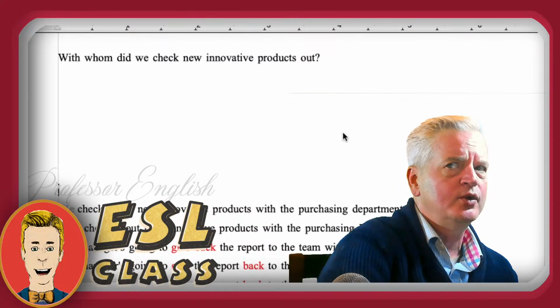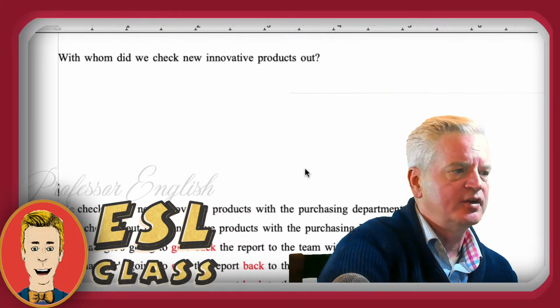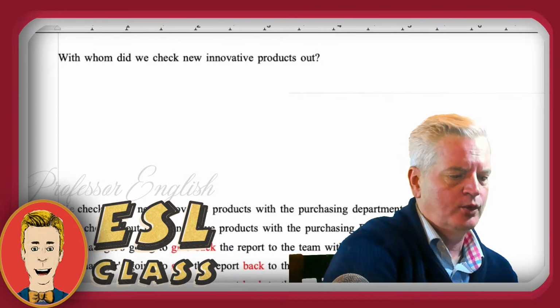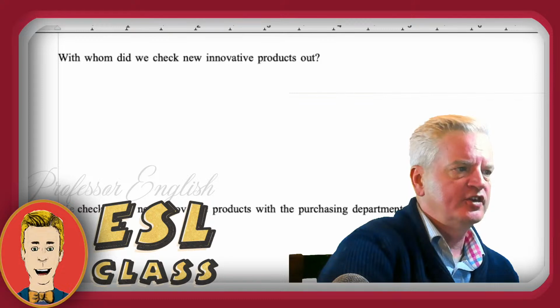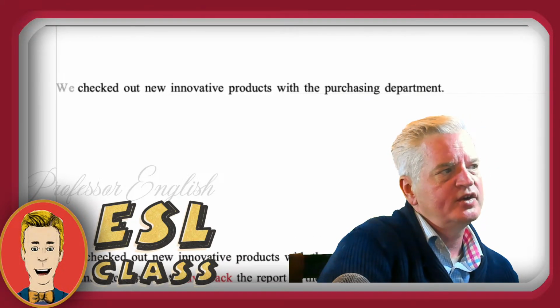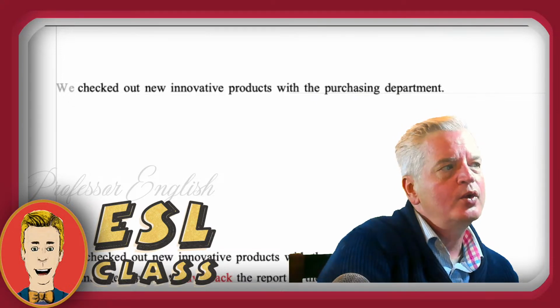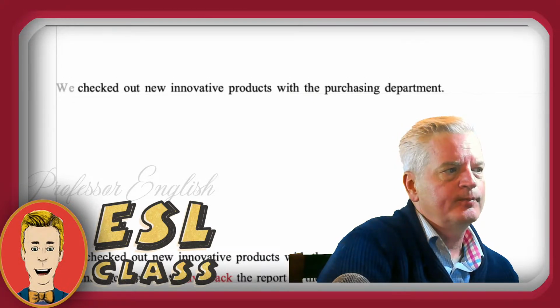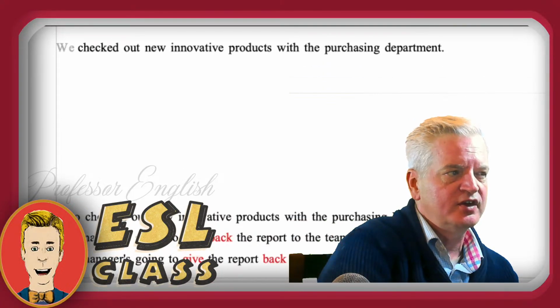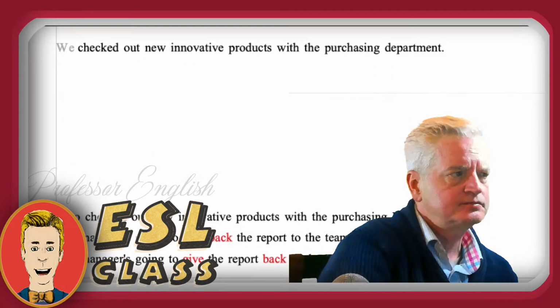Okay. Now let's take that same sentence. We checked out new innovative products with the purchasing department, and let's make a who subject question. I'll just bring that up on the screen to help you think about that. You see, now we're asking about a different who. We're asking about the subject. How will you make that question? What is the correct way to ask who is doing the action? So remember, that's different. You have to use a different way of making the question.